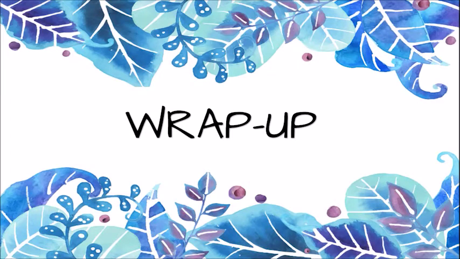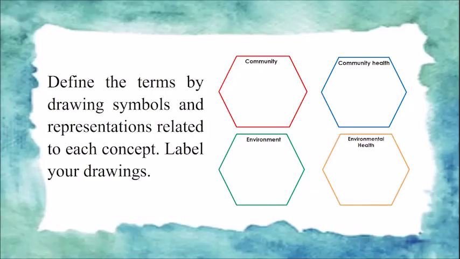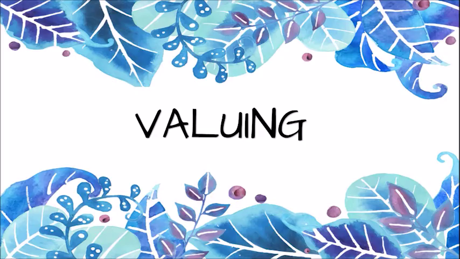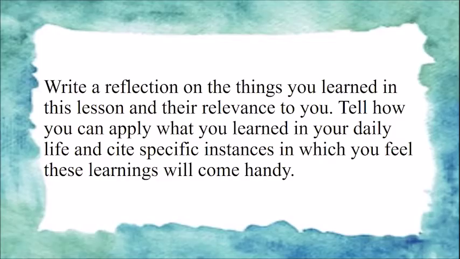To summarize our lesson for today, let's do this wrap-up activity. Define the terms by drawing symbols and representations related to each concept. Label your drawings. How did the lesson affect you? To find out, write a reflection on the things you learned in this lesson and their relevance to you. Tell how you can apply what you learned in your daily life and cite specific instances in which you feel these learnings will come handy.